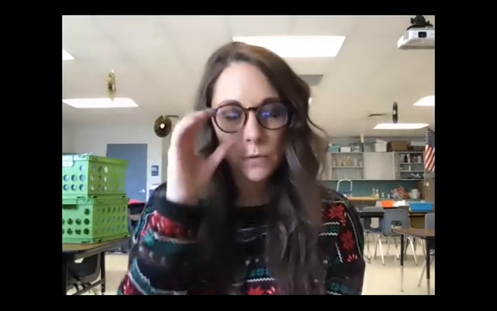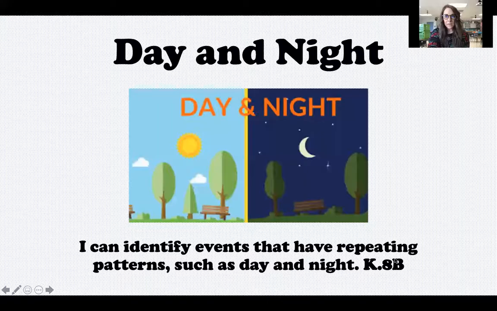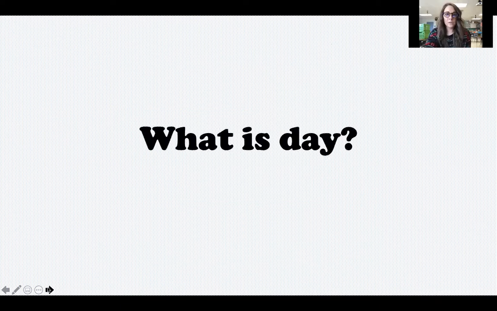For the next couple weeks, we're going to be talking about objects in the sky and natural patterns. Today, we're going to be talking about day and night. So, your target says, I can identify events that have repeating patterns, such as day and night. We're going to talk about some different characteristics of day and night and what day and night are, some activities we do during day and night, and then we're also going to be focusing on what is causing day and night.